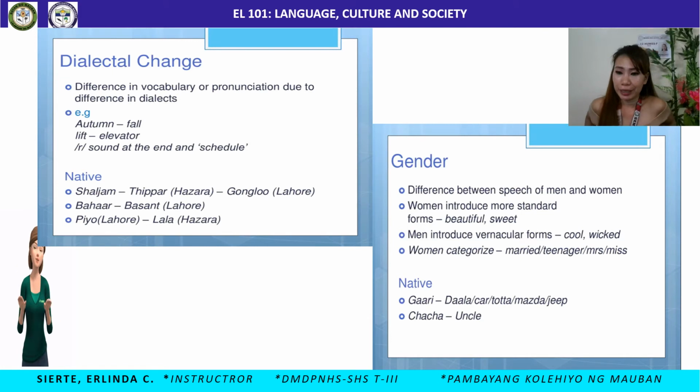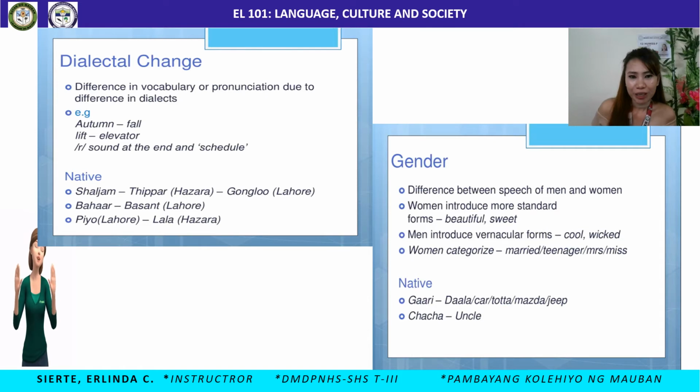Now, talking about dialectal change: difference in vocabulary or pronunciation due to difference in dialects. For example, autumn, that is fall, lift, elevator, the R sound at the end, and schedule. What it means here in dialectal is that, for example, in the word elevator, we pronounce it one way, others pronounce it as elevator or elevator. Sometimes the R is missing. That is a very slang word.